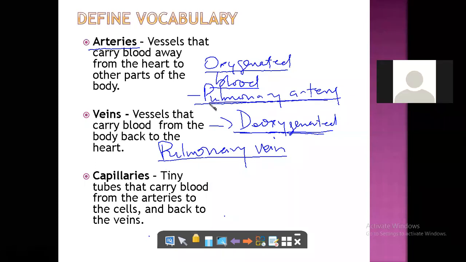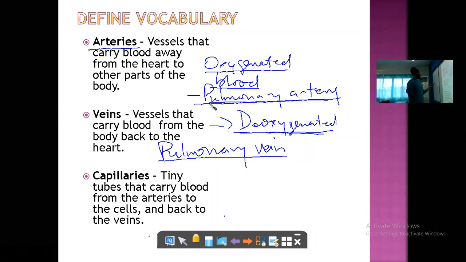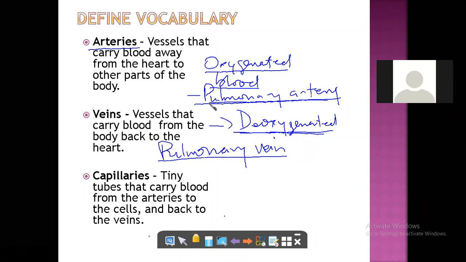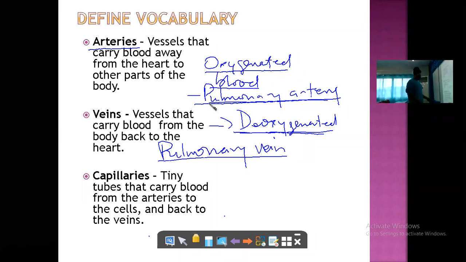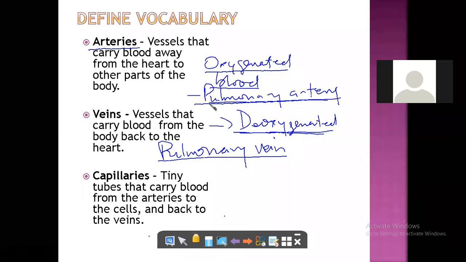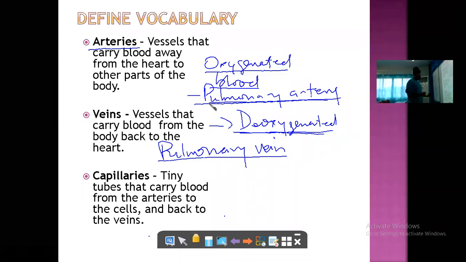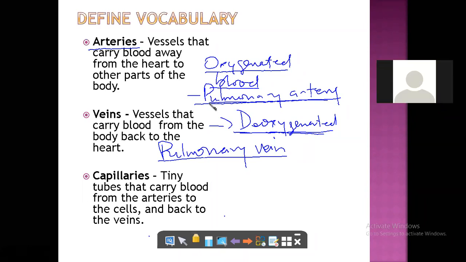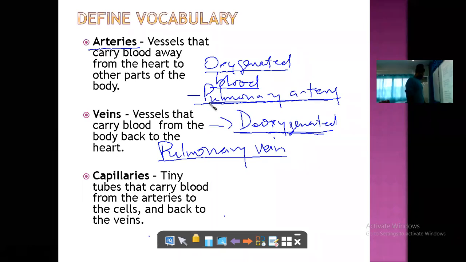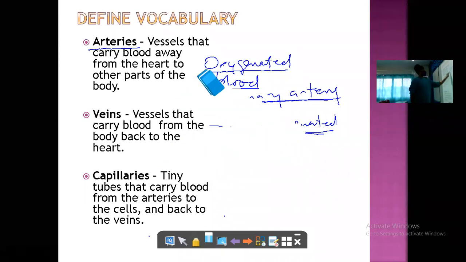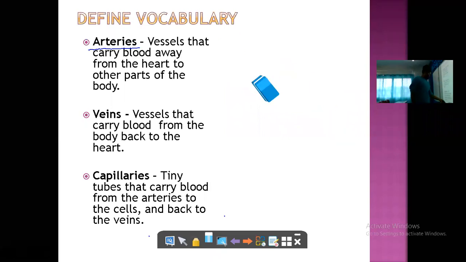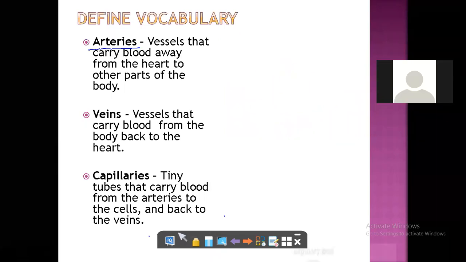Capillaries are very, very tiny, unlike veins and arteries. They are tubes that carry substances from the arteries and get substances exchanged. Good substances get into the cells and bad substances get into the blood that has to be carried to the heart and to the lungs. All right, let's move on.